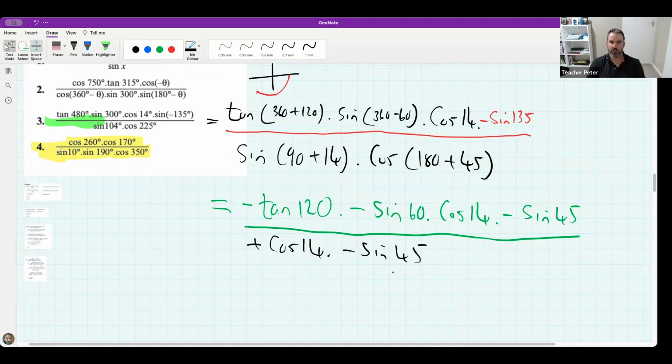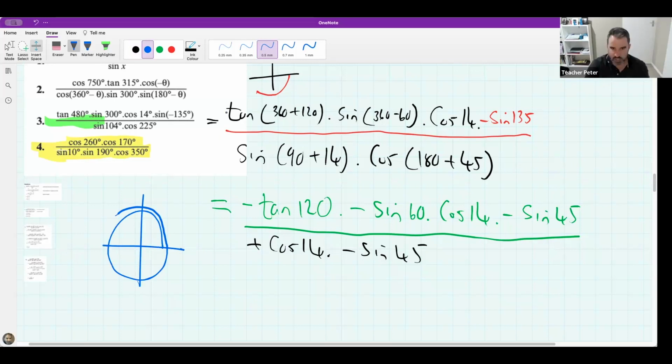Won't the tan in the numerator be positive? It's a good question. Here's the problem, Rulani. If you look at the angle, it says plus 120. So if you think of going 360 and you add another 120, you're out of quadrant 1 and into quadrant 2, where tan is negative.